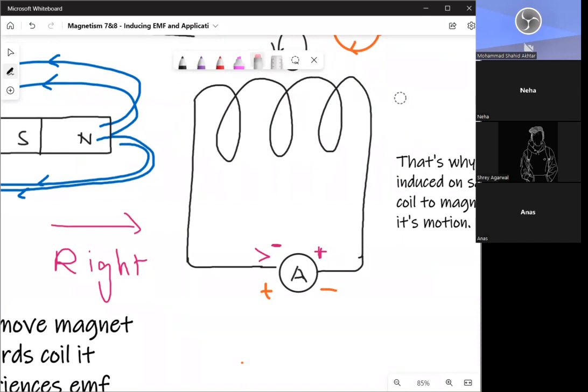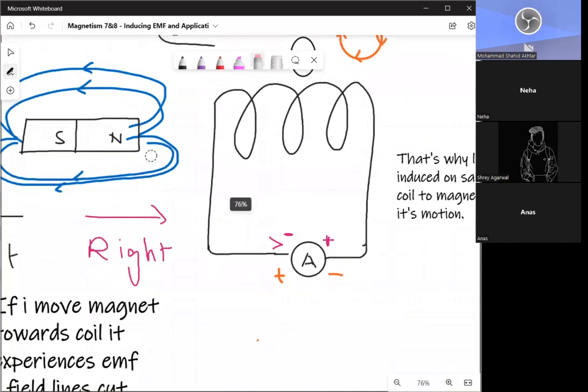Fine. Let's see that the magnet is moving to the right. Then Neha, what will be induced on the same side of the coil, on the left side of the coil, if the magnet moves to the right? North Pole only, because if it's too close, you have to repel. If something is coming towards you, you have to repel it. Okay, fine. Now you have north and south.